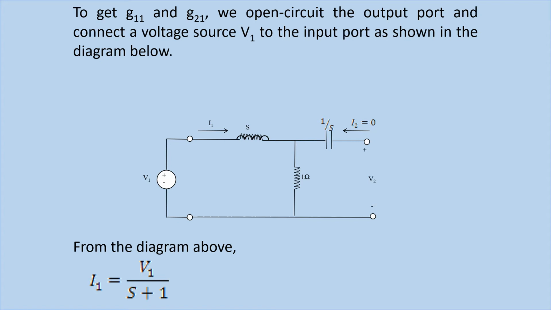You can calculate your V1, that is the input voltage, or your input current. Either of the two you can calculate using Ohm's law, and you will get your I1 equals V1 over S plus 1, or your V1 equals S plus 1, in brackets, times I1, using Ohm's law.